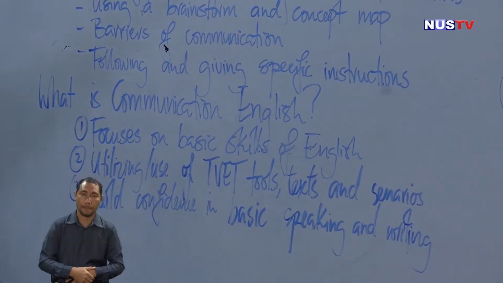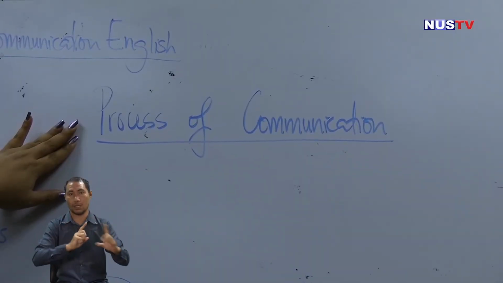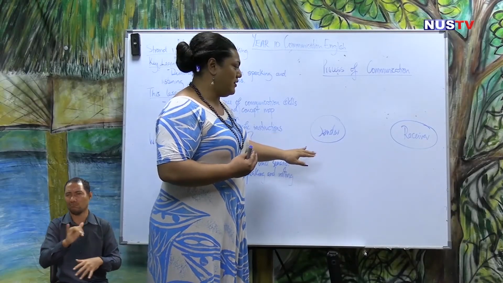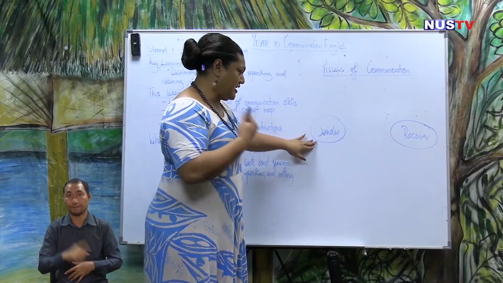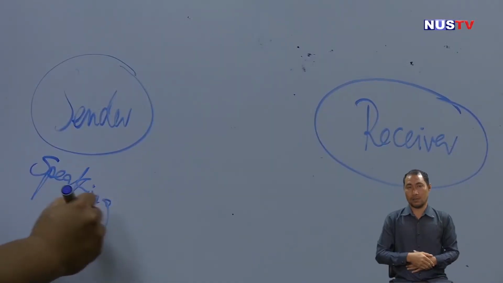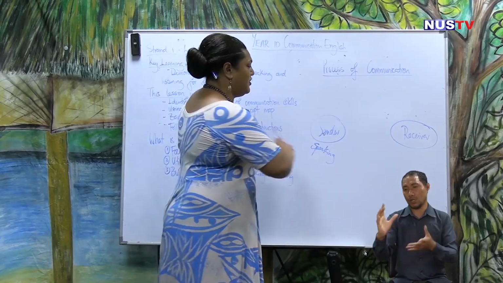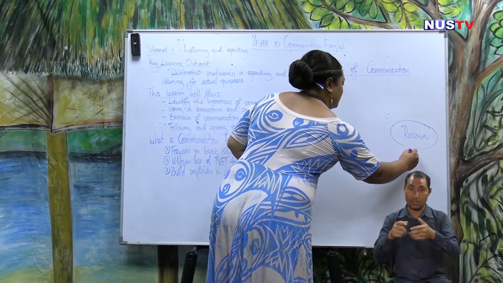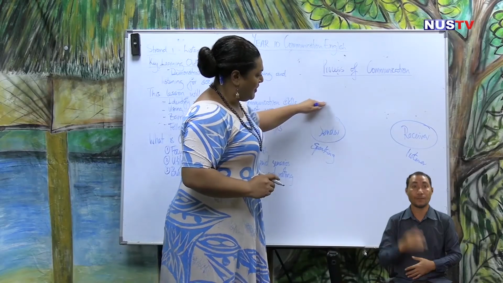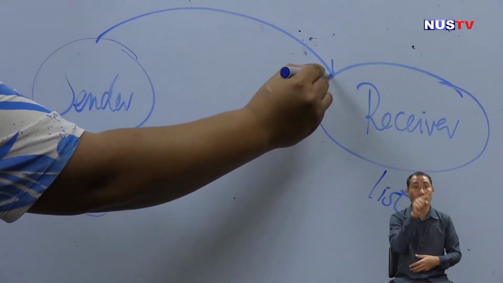Good. So let's look at the process of communication. As we all know, communication is between two or more people. The sender, or the person that is speaking, and the person that is receiving or hearing the message that you are sending. When do you send a message? So this is you sending a message.